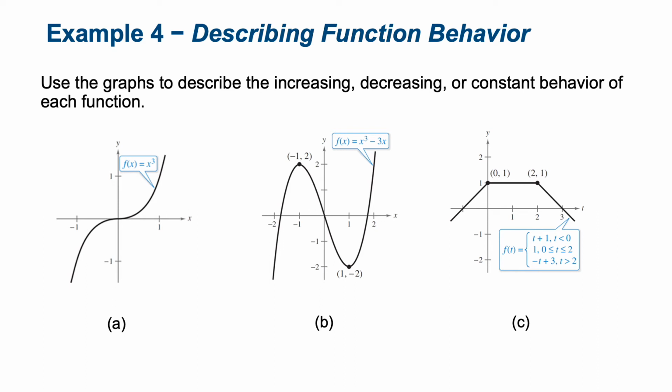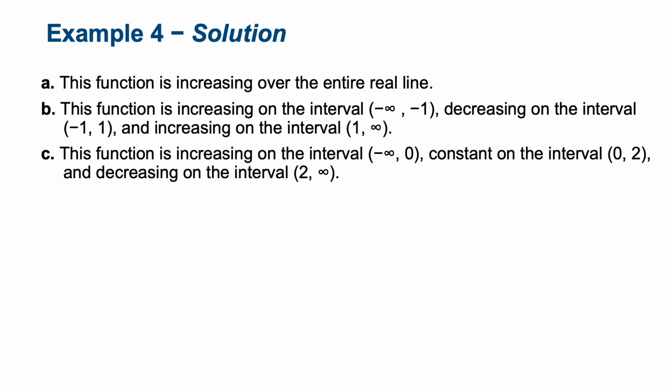Okay, and then for the last one, it goes from -infinity to 0, it's increasing. From 0 to 2, it's constant. And from 2 to infinity, it's decreasing. Okay, so it goes up, stops, constant, and goes back down. So then just to restate it, for part A, it was increasing over the entire line. For B, you would write it as the function is increasing from -infinity to -1, decreasing from -1 to 1, and increasing from 1 to infinity. And then for C, remember it is increasing from -infinity to 0, constant from 0 to 2, and decreasing on the interval 2 to infinity.